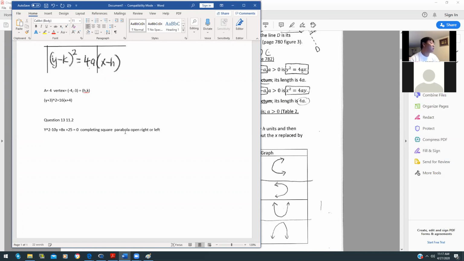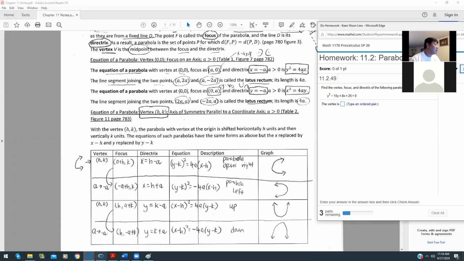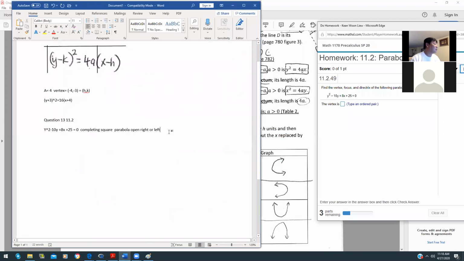We don't know if it's right or left until you figure out your A. If your A is positive, it opens right. If your A is negative, it opens left. So right now we do not know which way the parabola opens. But this one we know is a parabola for sure. Next, we have to move all your variables to one side. So you keep your y squared, all your y's, on this side. You keep all the y squared terms over here.